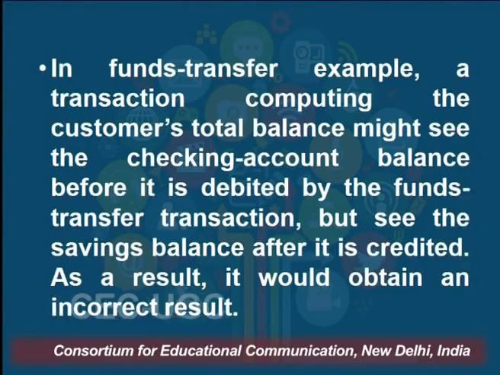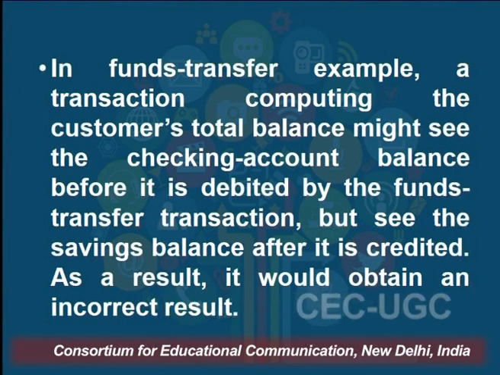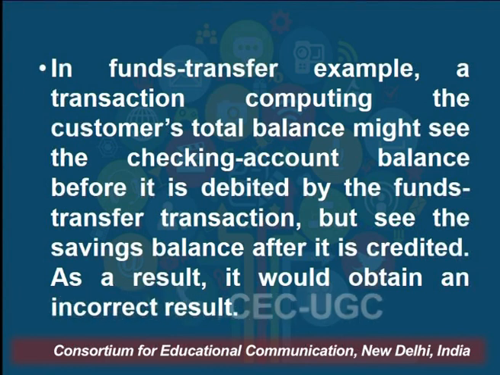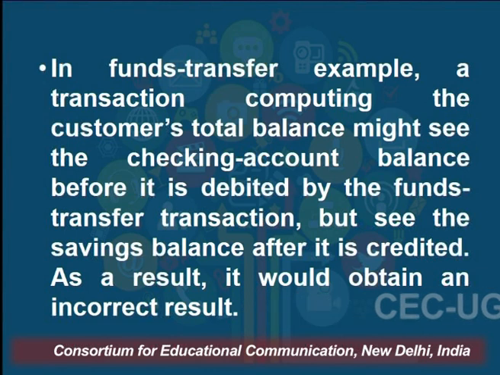So in a fund transfer example, the transaction is computing the customer's total balance. It might see the checking account balance before it is debited by the funds transfer action. So that means the amount is not debited yet, and it is going to see the saving balance after it is credited. As a result, the total system state is going to be inconsistent.